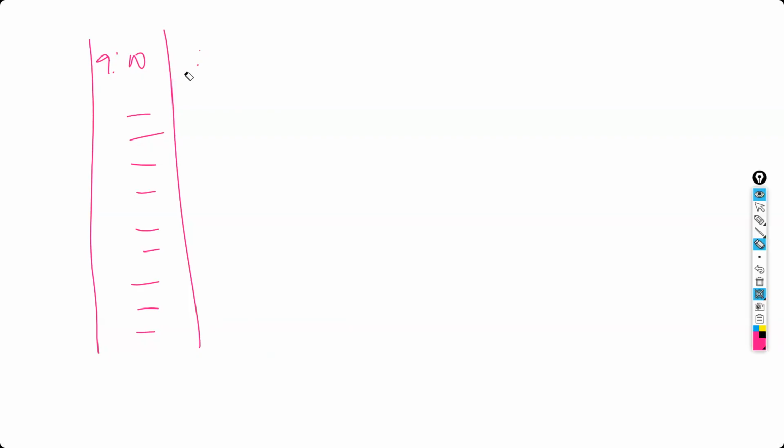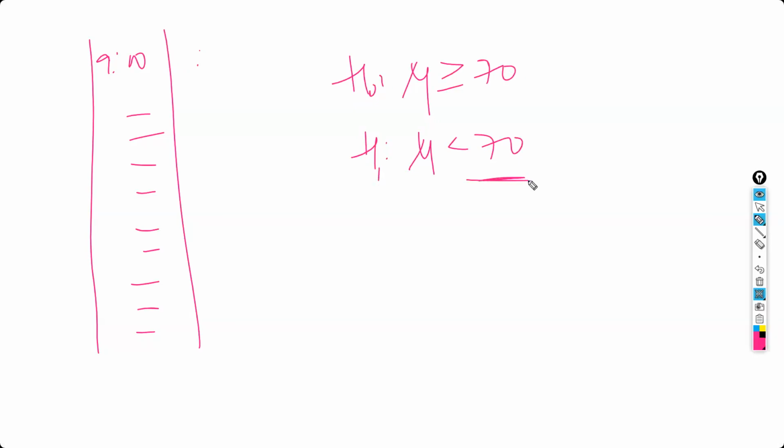And whether it is more than 70 or not, I'm going to consider the null hypothesis as mu greater than or equal to 70, and the alternate hypothesis as mu less than 70. The 70 marks is decided by me. I am asking whether the students are getting more than 70 or not. Okay, this is one sample.